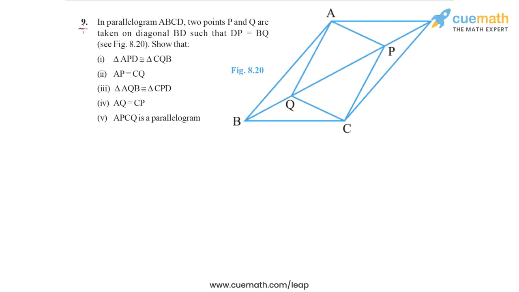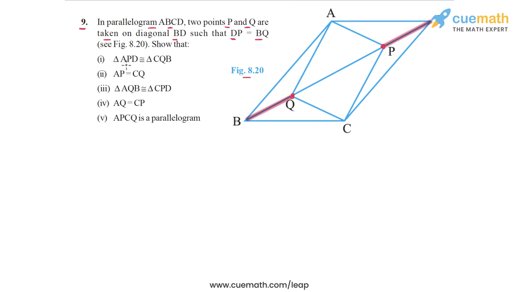The problem statement in question 9 says, in parallelogram ABCD in the figure 8.20 that you see here, 2 points P and Q are taken on the diagonal BD such that DP is equal to BQ. So P and Q are 2 points on the diagonal BD such that DP, this segment, is equal to BQ, which is this segment here. And now we have to show a bunch of things. So let's start with the first part.